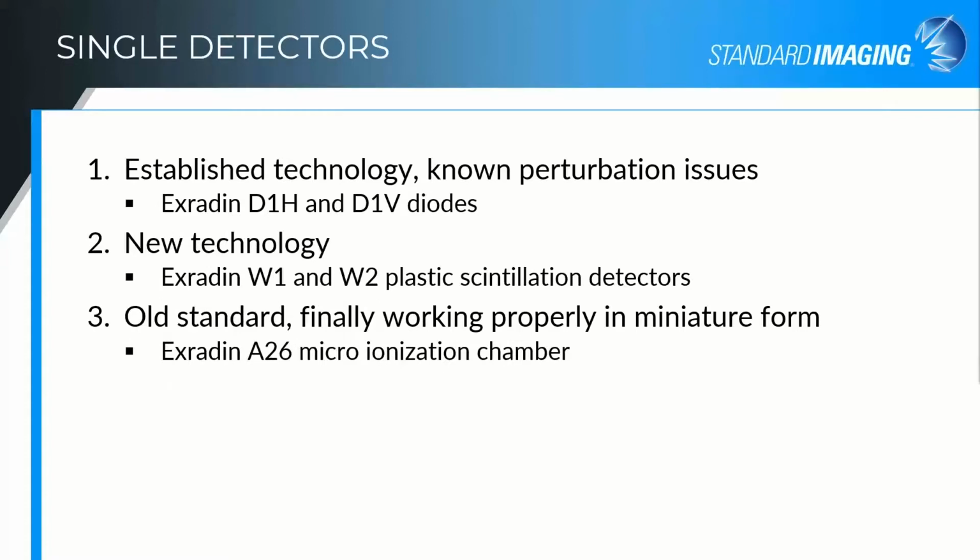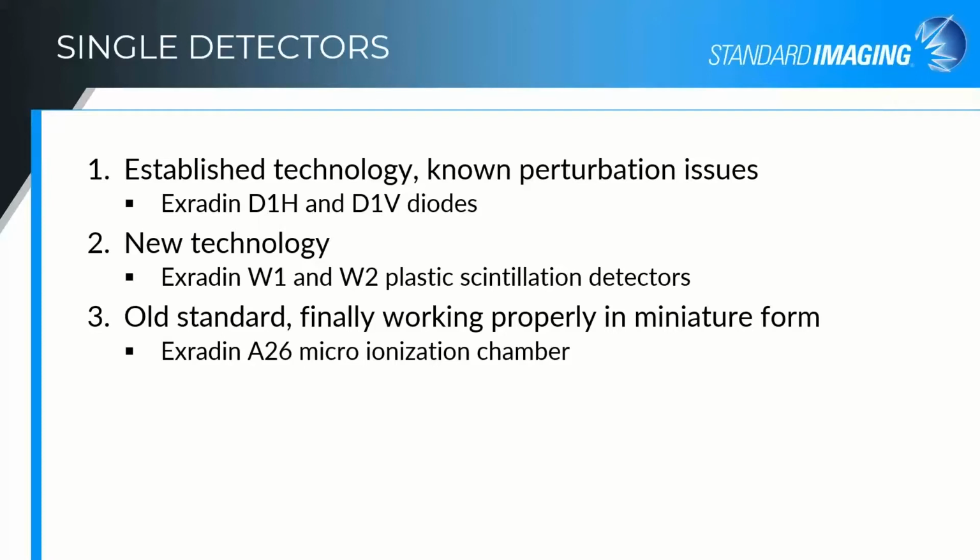So for the single detectors, when you're looking at different types of detectors, what we've got is that established technology in the diodes, although diodes, as most of you know, I hope, have some perturbation issues just because of the density differences within the materials that are used for those diodes. We have newer technology. I guess it's been on the market for a while now, although it's still fairly new to a lot of people. And that is the scintillators, the X-ray W1 and W2.